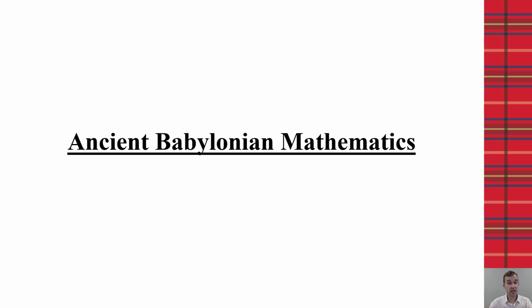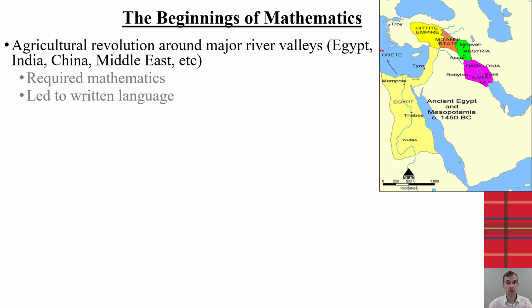In this video, we'll discuss ancient Babylonian mathematics. Now, when we look at the beginnings of mathematics, one of the reasons it starts to take off is due to the agricultural revolution that was occurring around major river valleys around the world. And part of that is because to make the revolution occur, it required different forms of mathematics, and to keep track of that mathematics, written language had to be constructed.